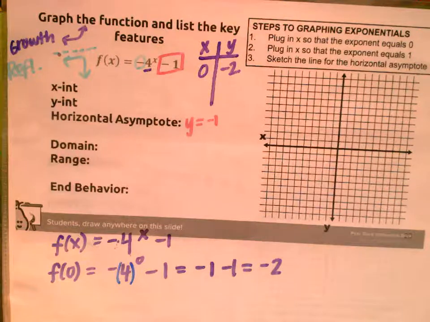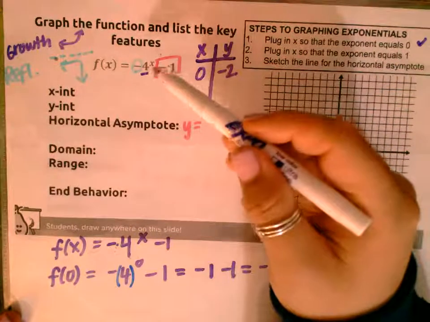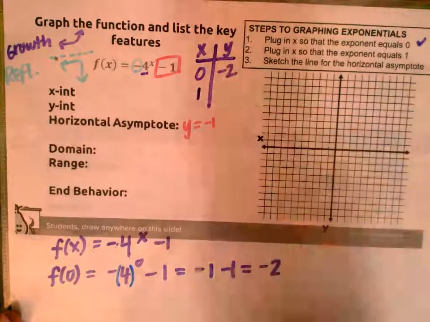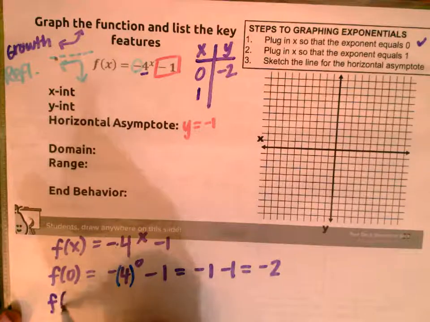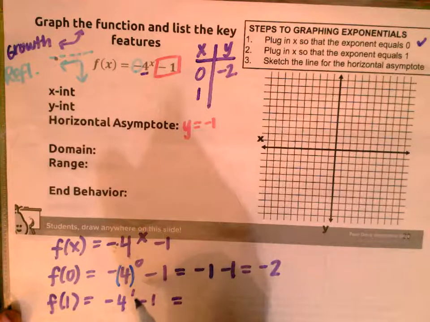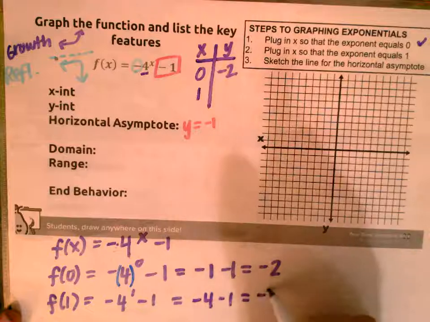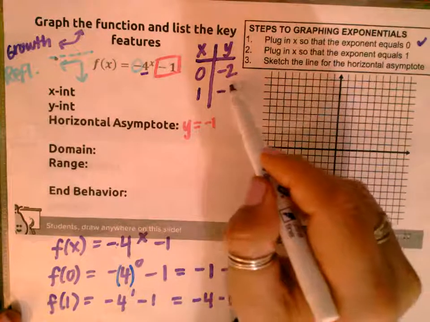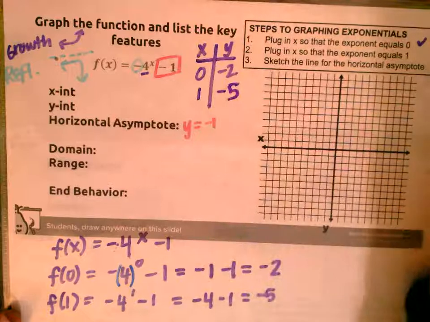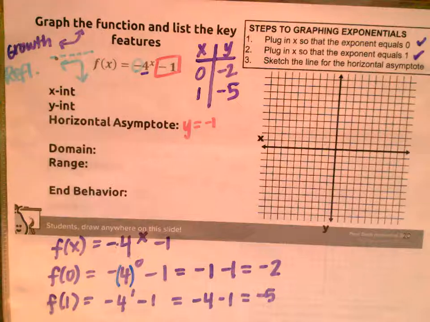Then, remember, we also need to plug in x so that the exponent equals 1. Luckily, there's nothing really exciting going on here, so I get to just plug in the number 1. I will do f of 1 down here is negative 4 to the first power minus 1. Again, remember, 4 to the first is 4 with a negative multiplied in front of it, so negative 4 minus 1 gives us negative 5. Now I'm going to plot these two and then plot my horizontal asymptote. See if it makes sense with the type of problem that I am encountering.